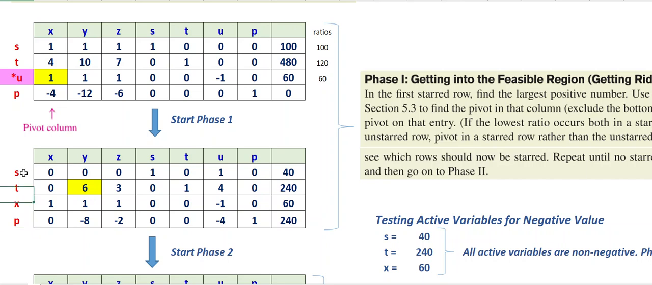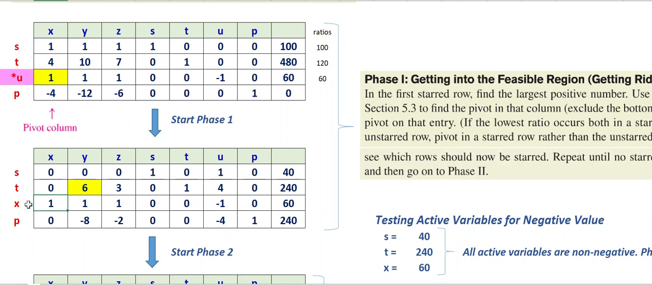Again, I'm going to look at the S. That's 40 divided by 1, which is positive 40. T is 240 divided by 1, which is positive 240. X, and remember we replaced the U with X, outgoing and ingoing, is exactly the same. So X is 60 divided by 1, which is positive 60. So all of our active variables are positive.